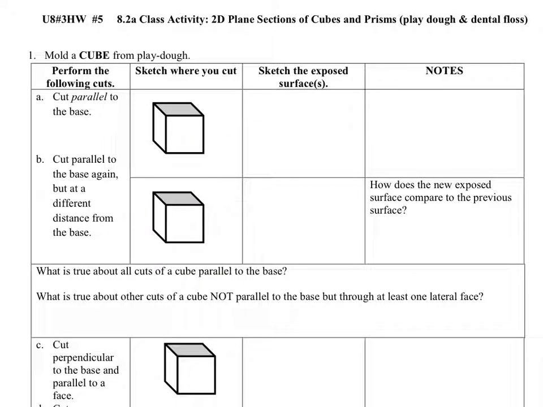Alright, this next one, we want this cut parallel to the base again, but at a different distance from the base. So let's go ahead and sketch the exposed surface as well. But let's chop it somewhere else. This is the shape that we have. Before we cut it pretty much right in the center, we're going to take that back and move it upwards right here. Now again, I'm just cutting this straight horizontally.